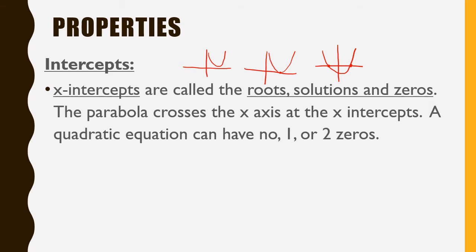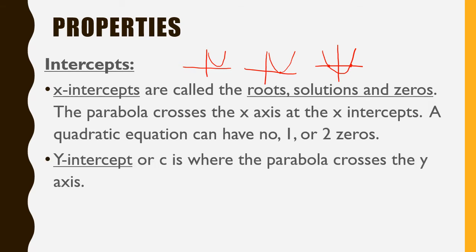The other intercept is the y-intercept. And again, the y-intercept is where the parabola crosses the y-axis. In the quadratic equation in standard form, the y-intercept is the value of c.